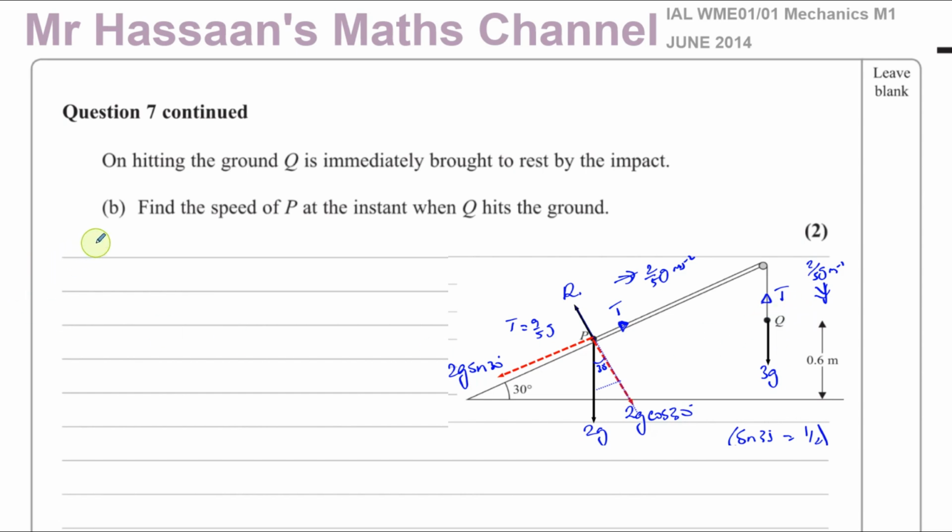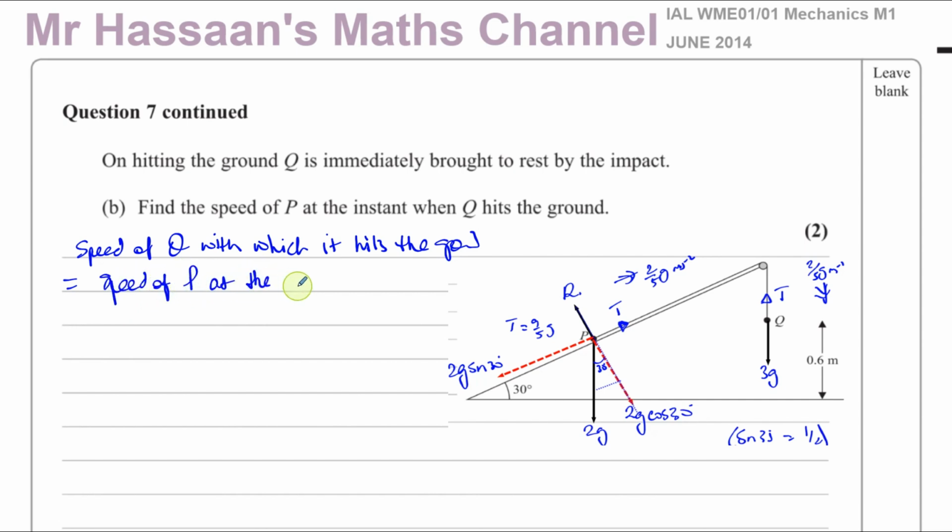So first of all, what I would say is that the speed of Q as it hits the ground, maybe a better word is the speed of Q with which it hits the ground, is going to be equal to the speed of P at the same time.